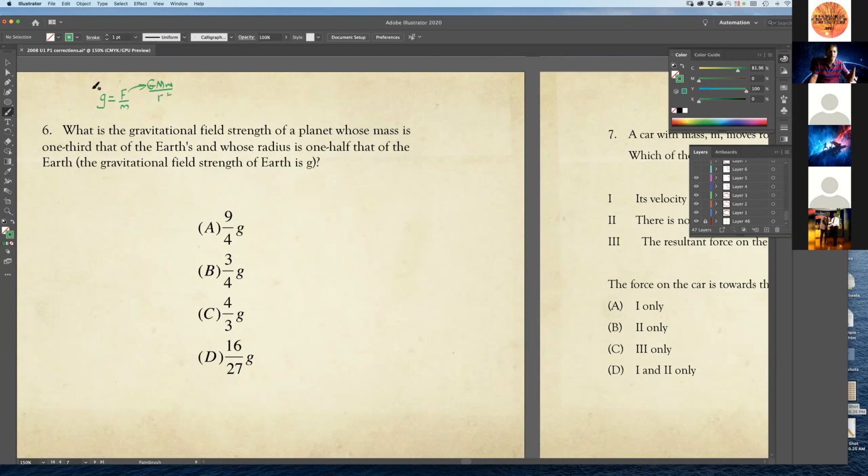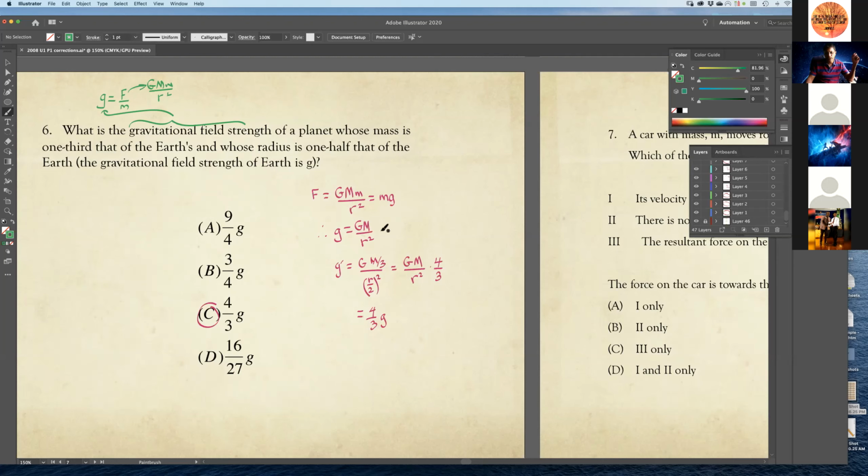So this is the defining equation for what? Gravitational field strength. This is what gravitational field strength is: the gravitational force per unit mass. And again, I've already written down some stuff for the question. F, according to Newton's law of gravitation, is equal to GMm over r squared. And we know that F is equal to mg. So when you transpose, you get an expression for gravitational field strength. The m's will cancel out and you end up with GM over r squared.